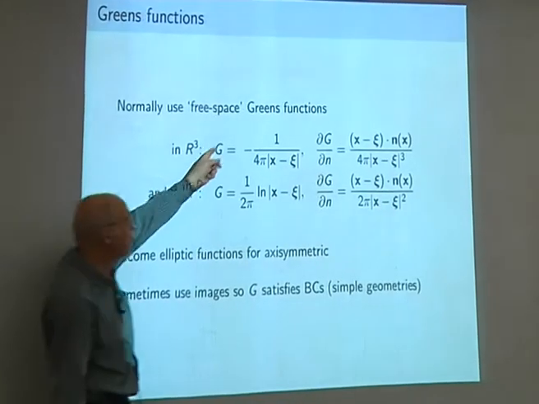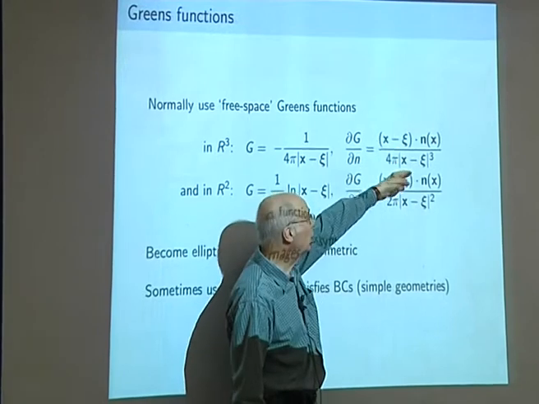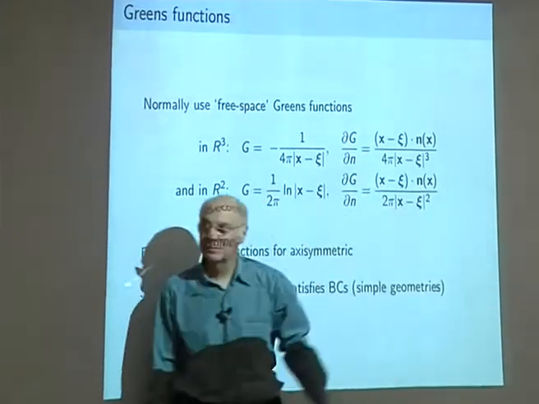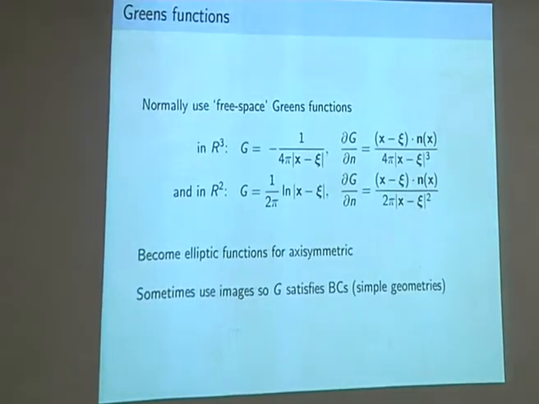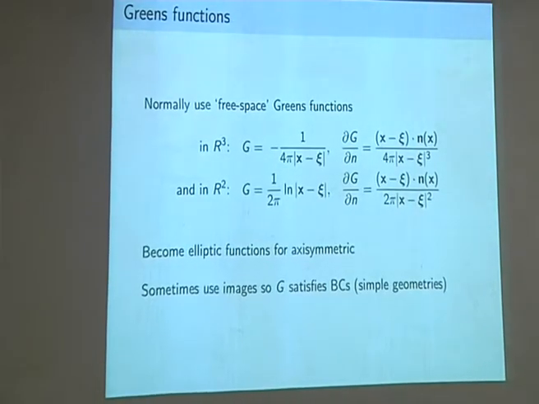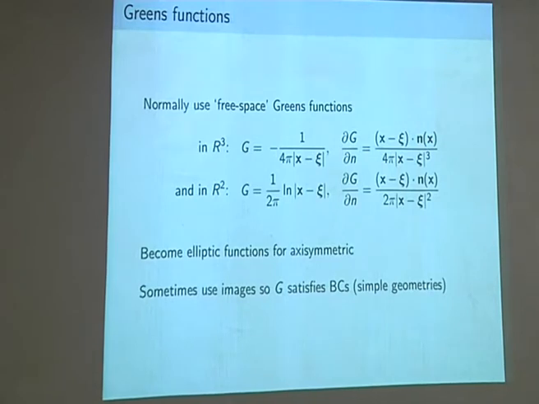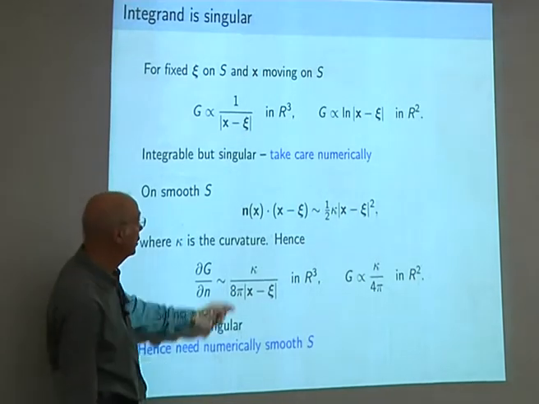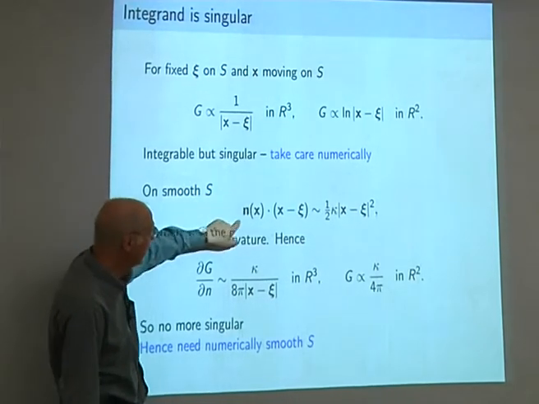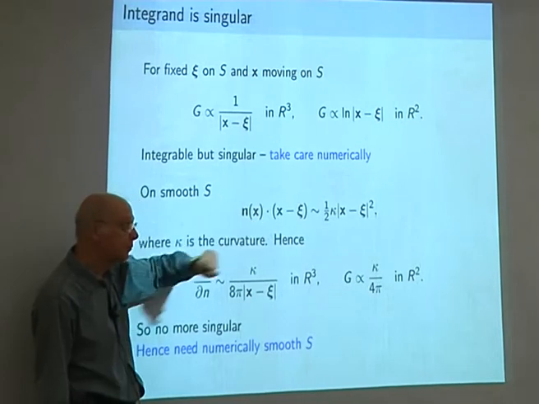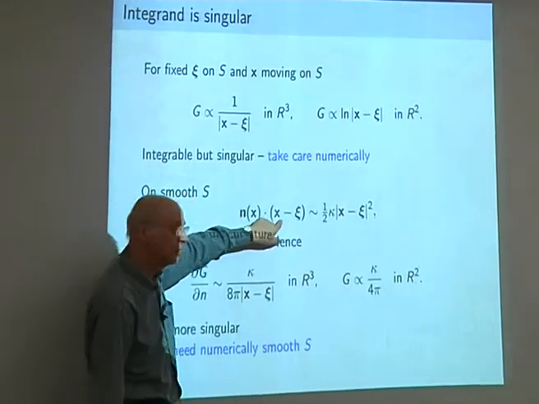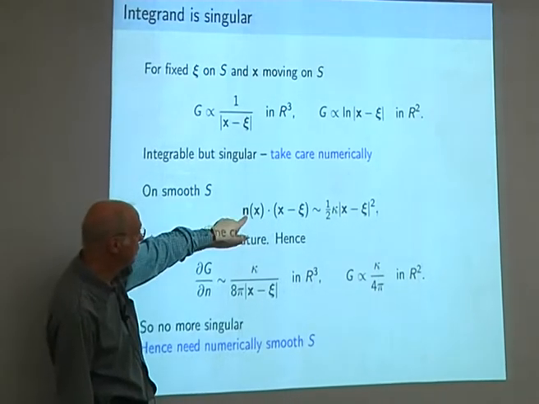So the Green's function is 1 upon r. Rather worse, the normal gradient is 1 upon r squared, and 1 upon r squared is singular and not integrable in 3 dimensions. But fortunately, I don't want to know the Green's function, I want to know dg by dn. That involves the normal dotted with the distance along the surface.